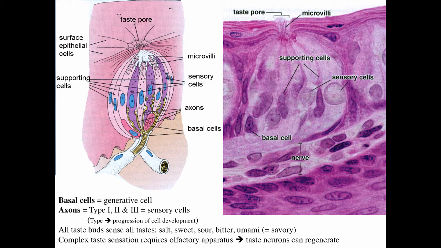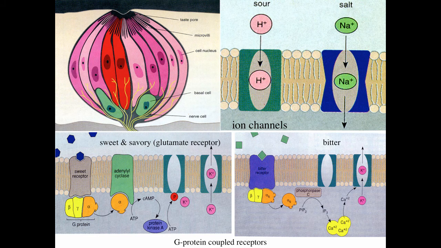Something that's interesting, all taste buds sense all 4 tastes, and complex taste sensation requires an intact olfactory apparatus. The taste buds are relatively interesting because these basal cells are generative cells for the neurons. So the neurons in taste buds keep turning over, and that is very unusual. Normally neurons are in a G sub 0 stage of the cell cycle and they don't turn over, but the taste neurons do actually turn over.